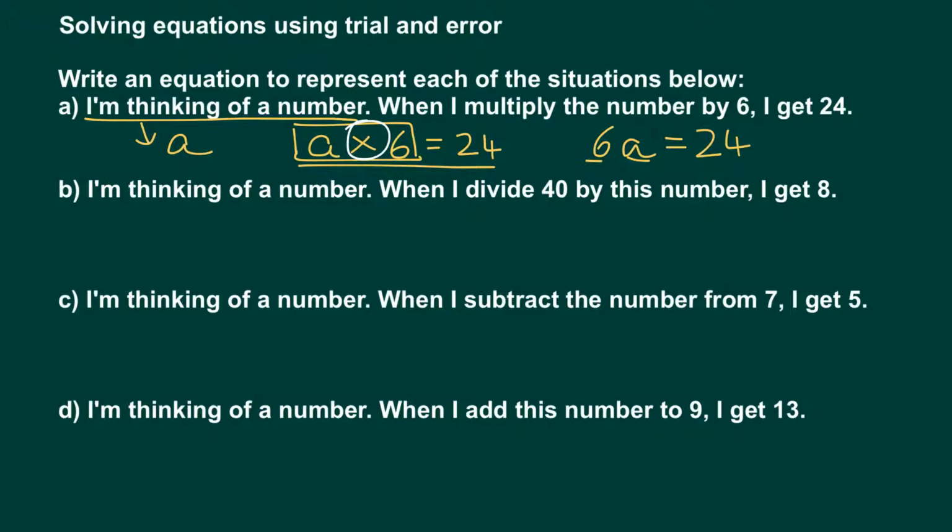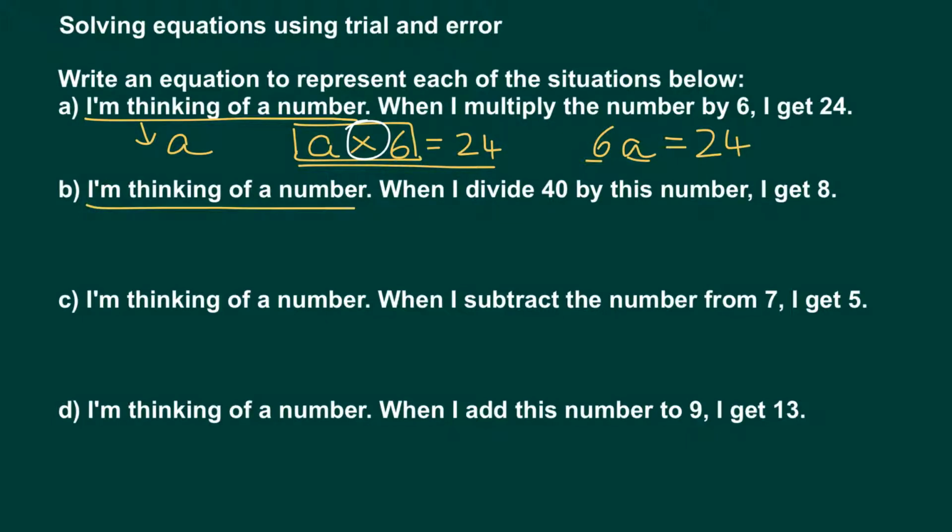So it says write an equation to represent each of the situations below. I'm thinking of a number. When I multiply the number by 6, I get 24. That equation right there is 6a = 24. Now let's move on to B. It says I'm thinking of a number. When I divide 40 by this number, I get 8.